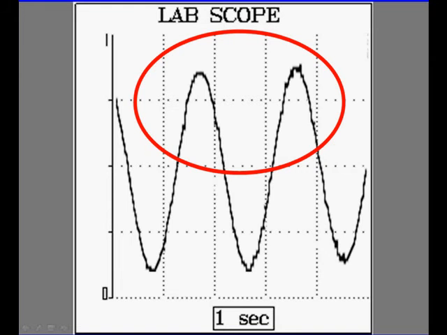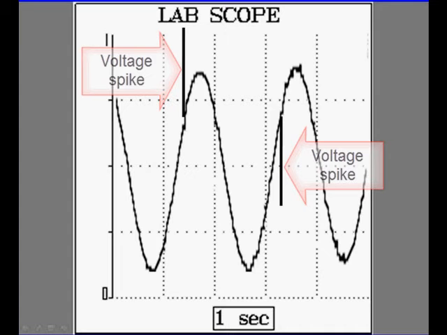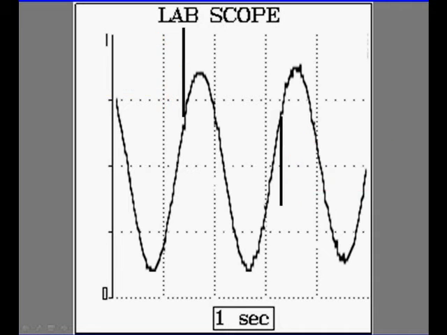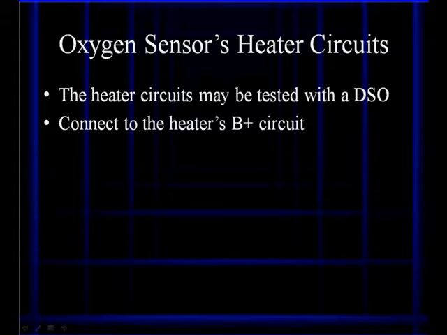a compression test. Now, when you see spikes like these, that's an indication that a cylinder is having a misfire. In this case, it's not telling you which cylinder, but it knows you have to go check with an ignition scope and find out which cylinder is misfiring.